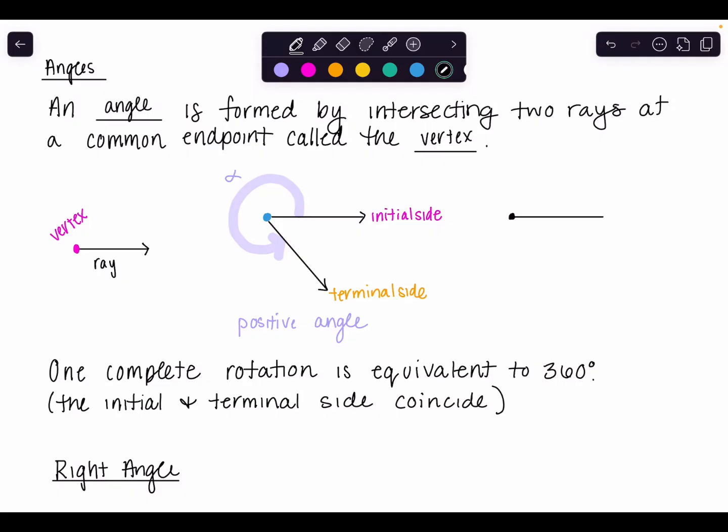So maybe I still have the same initial side, but now I'm going to go ahead and move downwards and rotate that down. So I really could have exactly the same picture, and there's two different angles that are represented here. So in this case, I've gone clockwise. So I'll call this one beta, which is another Greek letter, but this represents a negative angle.